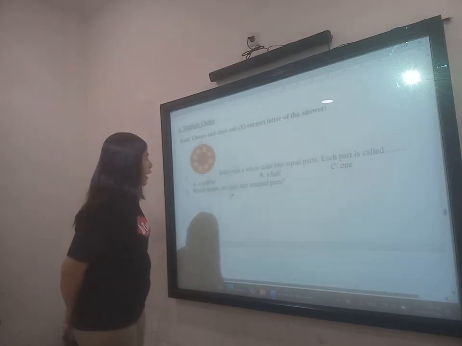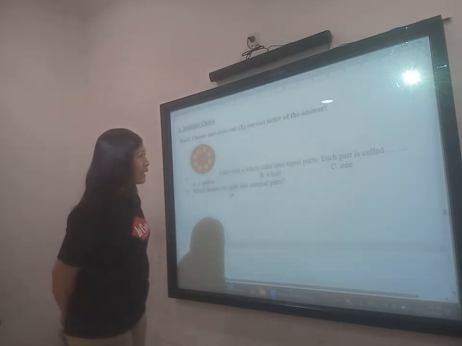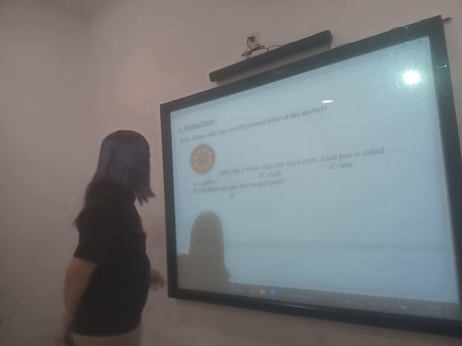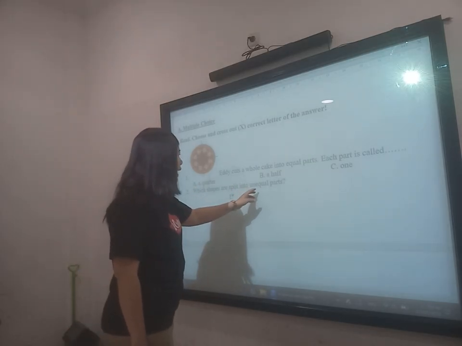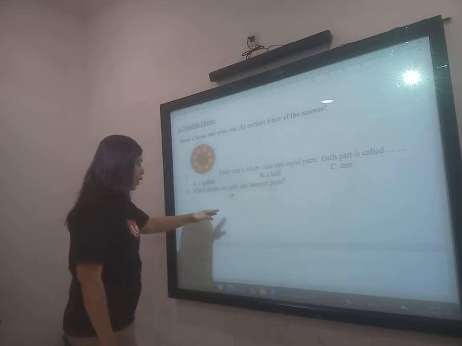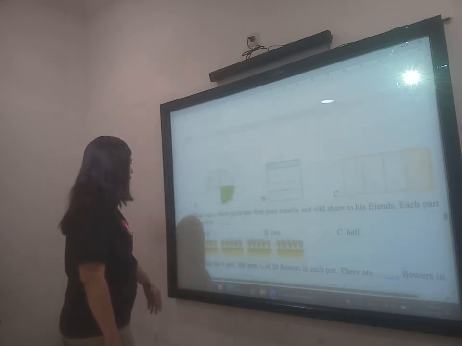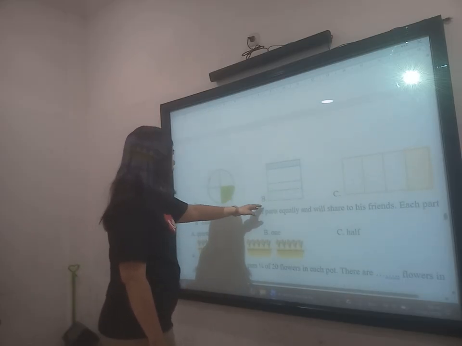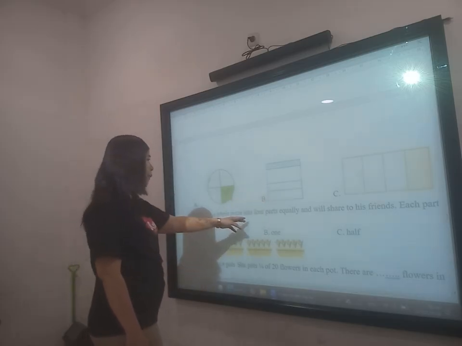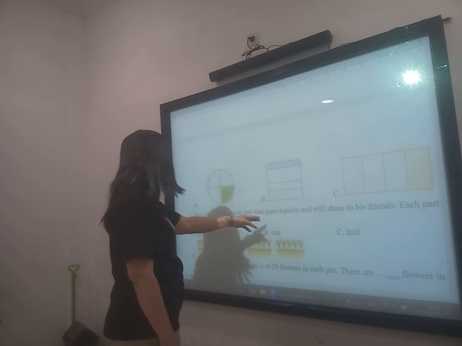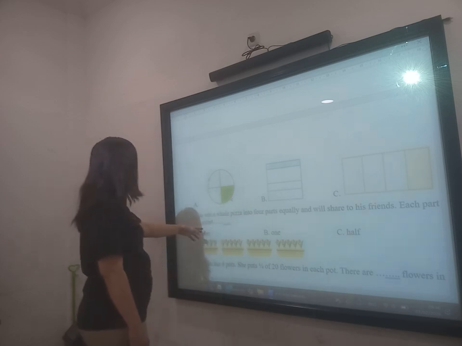Okay, Eddie cuts a whole cake into equal parts. Each part is called a quarter. Which shape is split into unequal parts? Can you scroll up, sir? This is B. This is an equal part. Hans cuts a whole pizza into 4 parts equally and will share it with his friends. Each part is called a quarter. A.